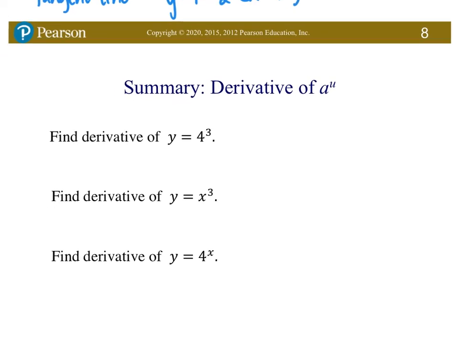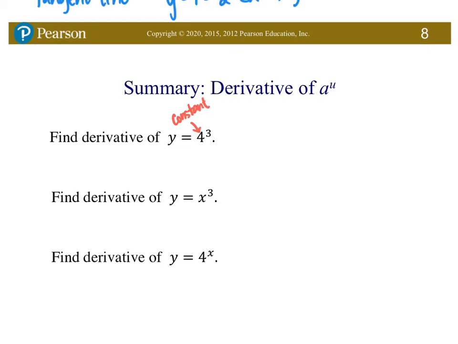So let's review the rules that we would have for these different derivatives. Find the derivative of y equals 3 to the third. We have a constant, and we have another constant. So we will be using the constant rule. And the constant rule says that the derivative, y prime, is 0, because the derivative of any constant is 0.